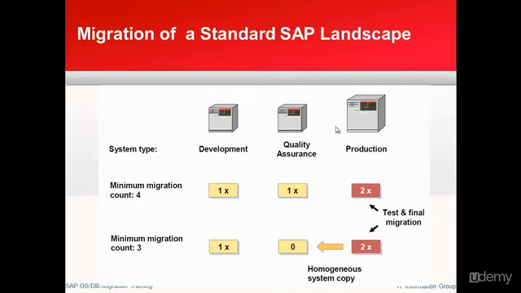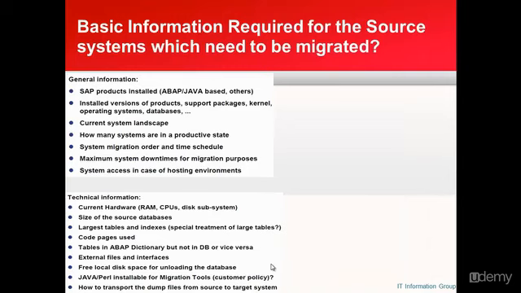So basically here you can see this is your development system, you have migrated it, you have a quality system, you have migrated it, but before you can actually migrate your production system, you conduct a test migration. So that is the reason why you can see there are 4 different things. But here you have just 3 things because the quality system is not migrated.